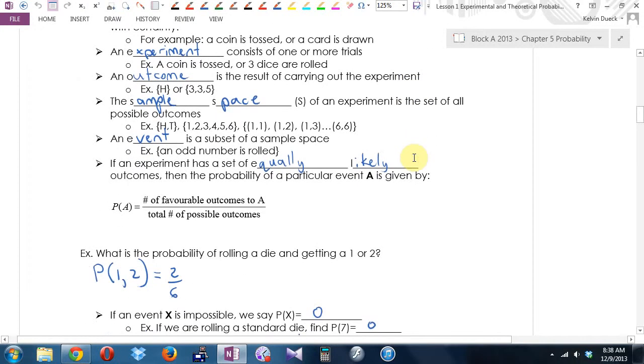We also talked about odds. So what's the probability of rolling a 6? 1 out of 6. What are the odds? 1 to 5, because there's one way of rolling a 6, and there's 5 ways of not rolling a 6. The odds are 1:5. The probability is 1 out of 6.